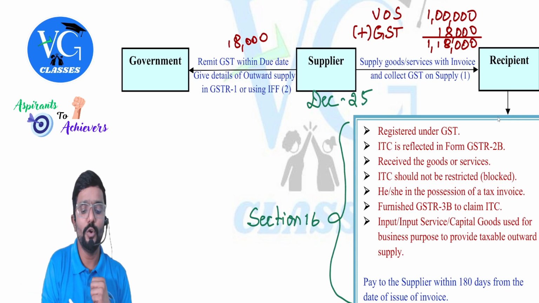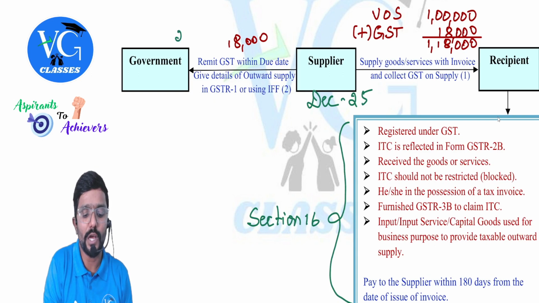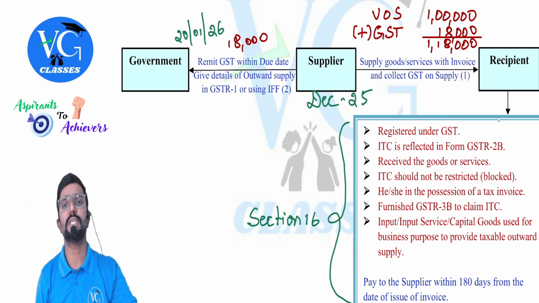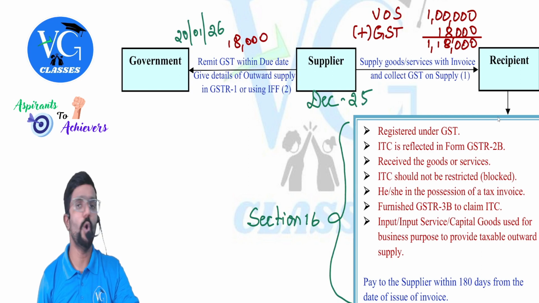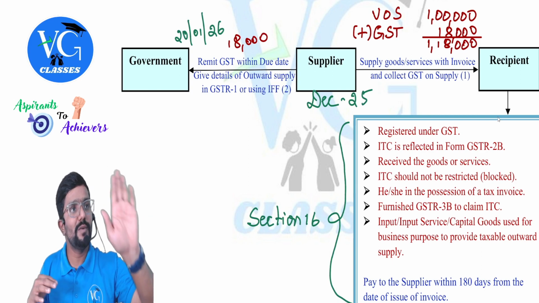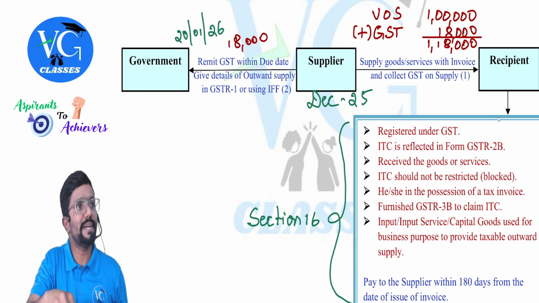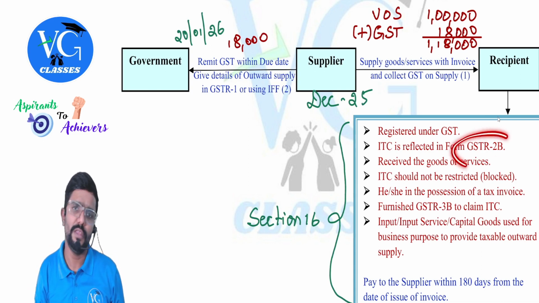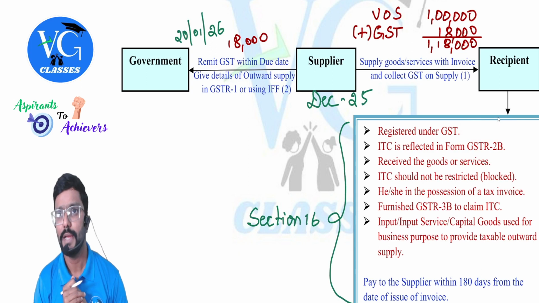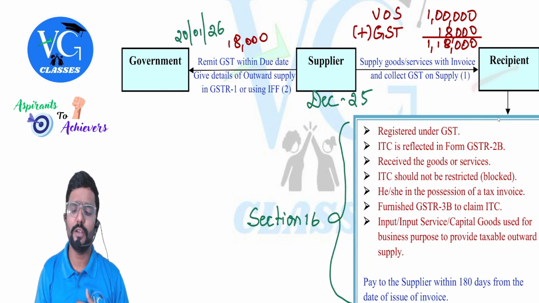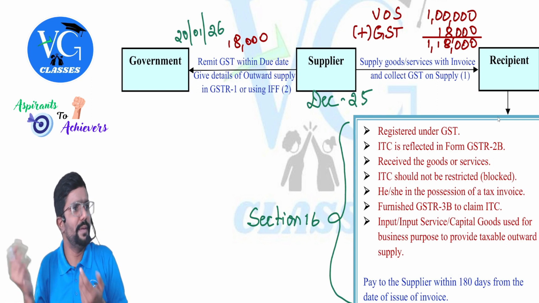So what should supplier do? He will deposit GST out of his own pocket on or before 20th January. Out of his own pocket, he will deposit GST to whom? To the department, guys. Now automatically once he pays it and files GSTR 1 giving the details of it, will it reflect to the recipient in his GSTR 2B? Yes, it will reflect, guys. Now, can recipient claim the credit of it? Yes, sir. Available, he will claim it.